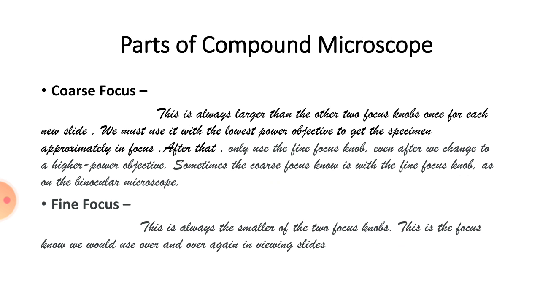Our next part is coarse focus. This is always larger than the other two focus knobs, and is used once for each new slide. We must use it with the lowest power objective to get the specimen approximately in focus. After that, only use the fine focus knob, even after we change to a higher power objective. Sometimes the coarse focus knob is combined with the fine focus knob, as on a binocular microscope.